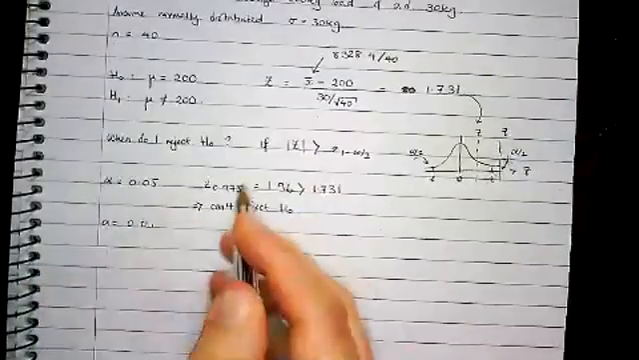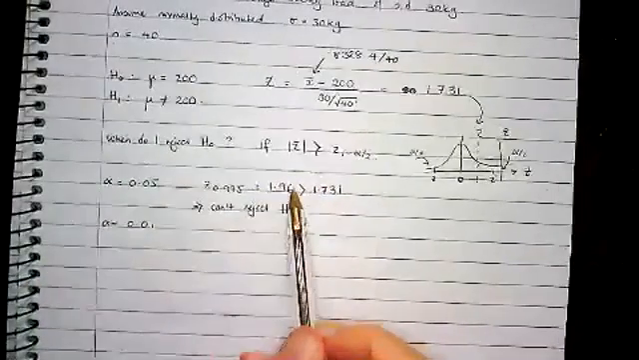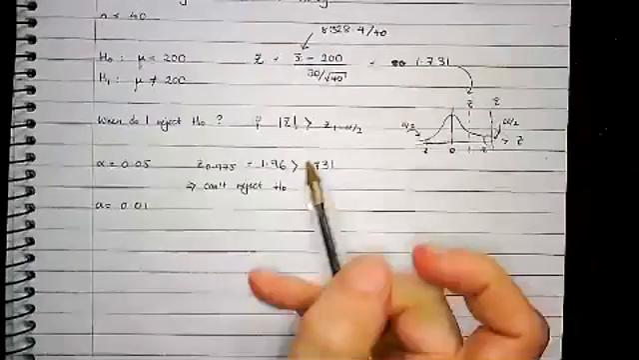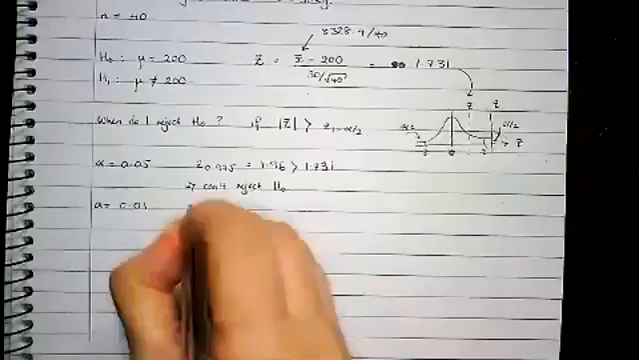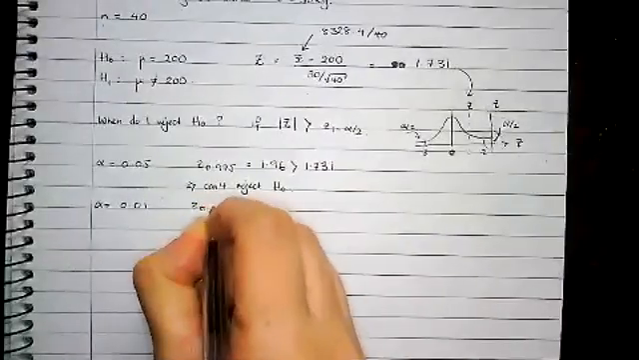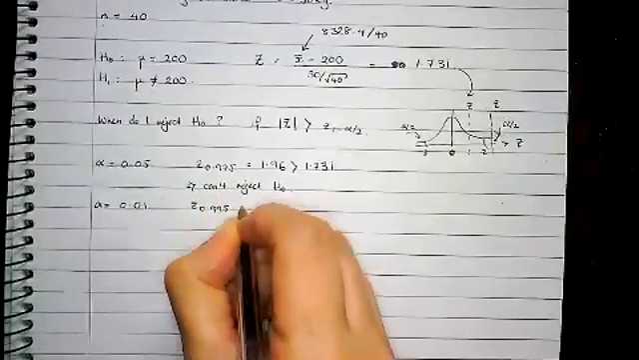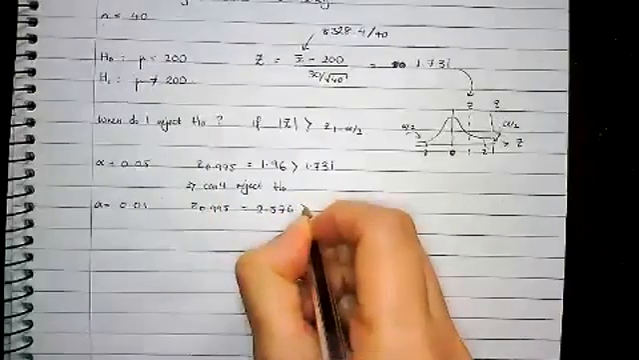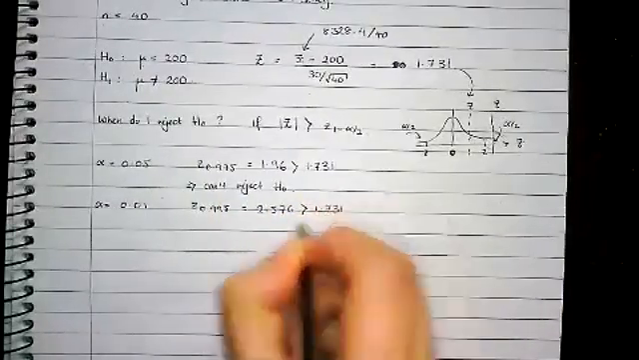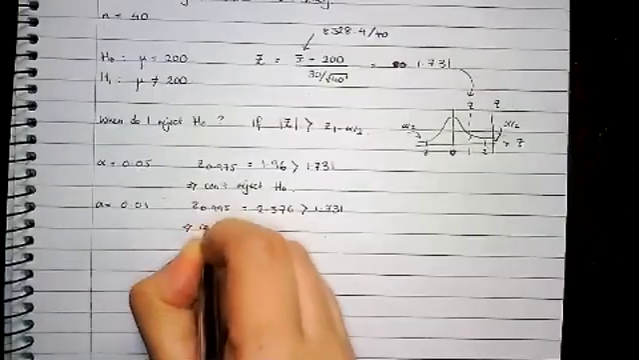And in the case that alpha is equal to 0.01, I just have to do exactly the same thing, but I get a different bound here. So what you should have found with the four cases in question 1 is that with this one as well, we end up looking at Z 0.995, which is 2.576, which again is bigger than the 1.731. So again, can't reject.